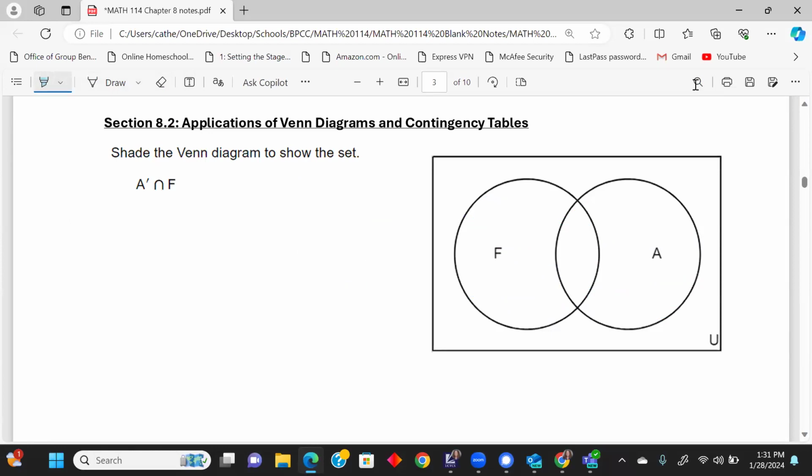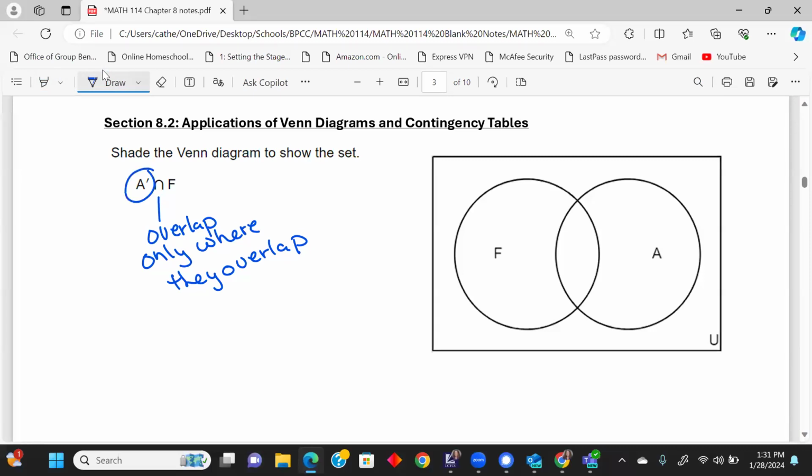All right, so the first thing we want to do is we have an intersection. So we're looking for an overlap. Okay. It's only where they overlap. So when you're doing the homework, I'm going to suggest you just sketch out a little diagram and do your shading. So we are looking for an overlap. So the first thing we have is not A. Anything that is not A. And we did this a while ago. So we're going to shade everything outside of A.